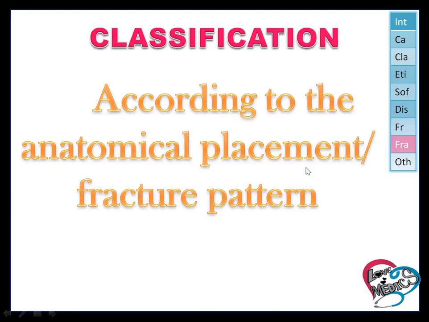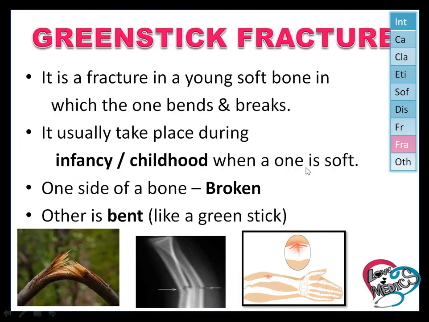According to the anatomical placement and fracture pattern, greenstick fracture, linear fracture, now we are going to see these kinds of fractures. First, greenstick fracture. It usually takes place during infancy or childhood. If you take a green stick and break it, what will happen? One end is bent and another end is broken, right? Likewise, this is the greenstick fracture. A baby's bones are fragile, so with a severe bend, one side of the bone is broken. This type of fracture is called a greenstick fracture.